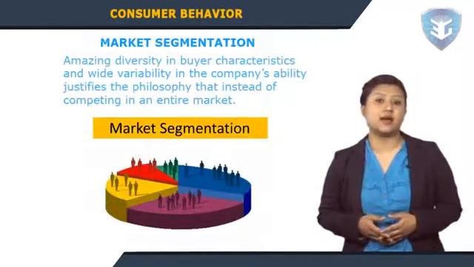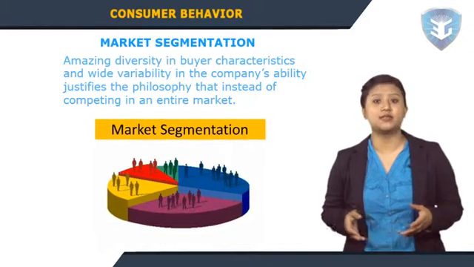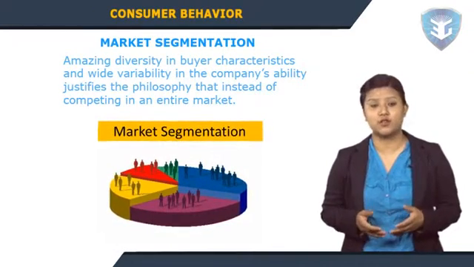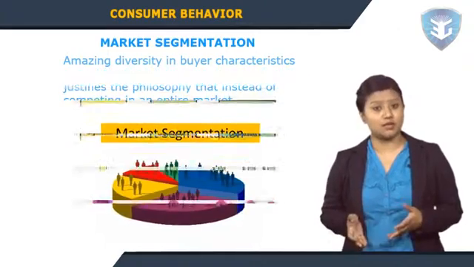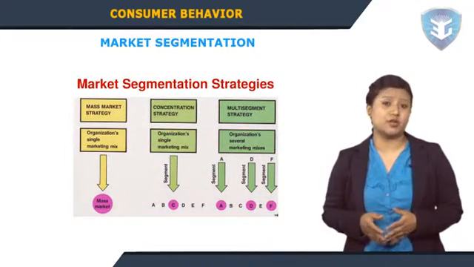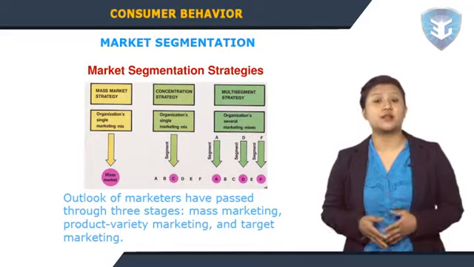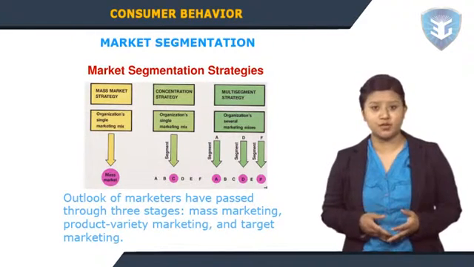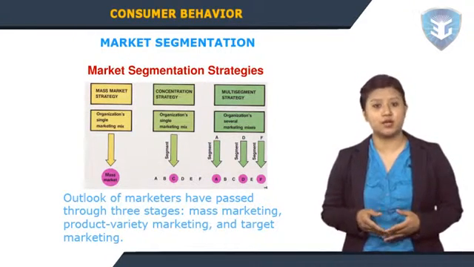Amazing diversity in buyer characteristics and wide variability in the company's ability justifies the philosophy of not competing in an entire market. However, this philosophy has not emerged in one day. The outlook of marketers has passed through three stages: mass marketing, product variety marketing, and target marketing.